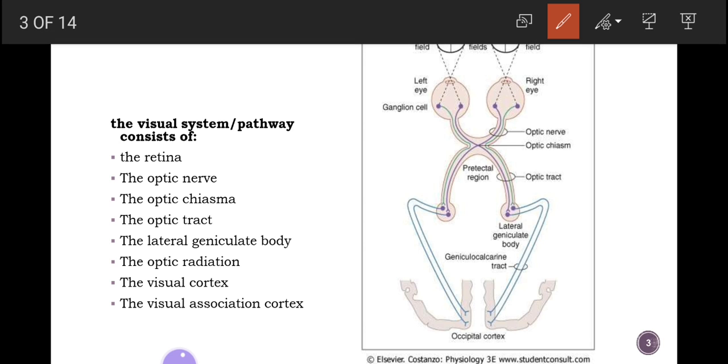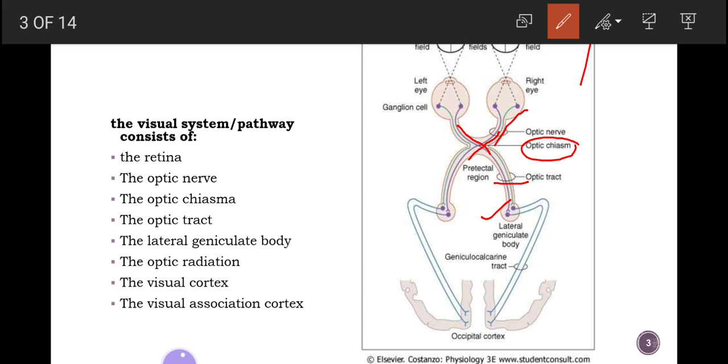Vision begins at the photoreceptors in the retinal layer of cells at the back of the eye. From here it is transmitted through the optic nerve, and the nasal fibers cross to the opposite side at the level of the optic chiasma. From here the axons form the optic tract that synapses in the lateral geniculate body.